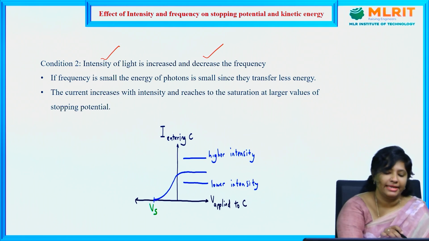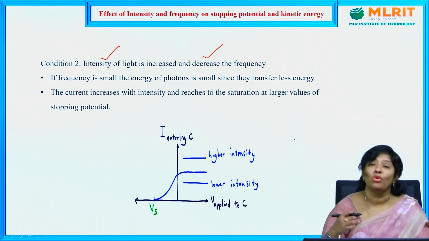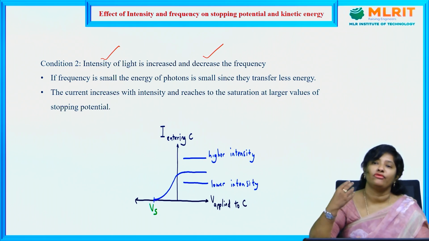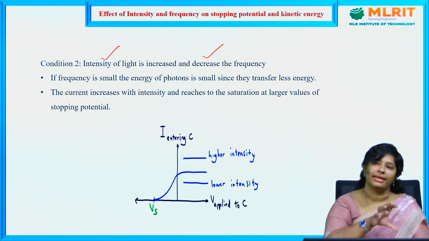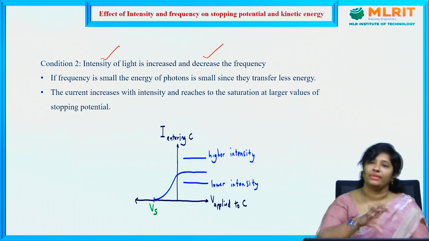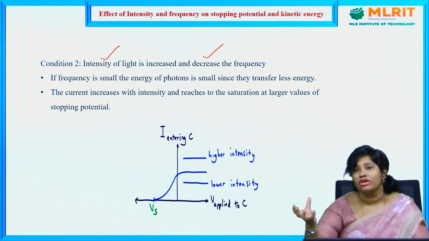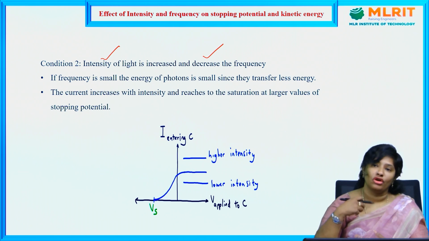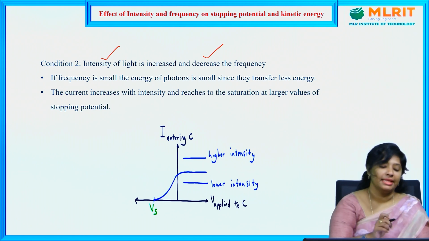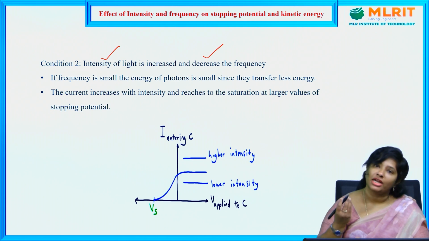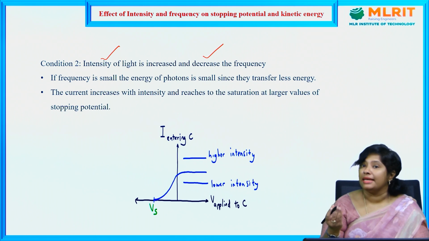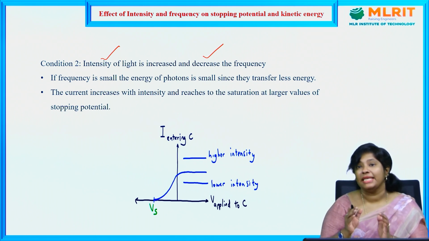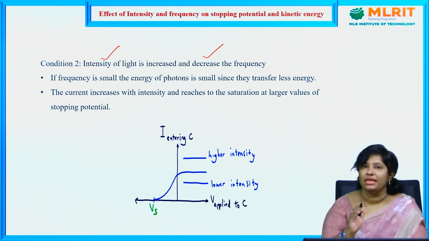So here, the intensity of light is increased, which indicates more photons. We are giving more photons. More photons are released from the light source, and these photons are incident on a metal surface, and from that metal surface more electrons are emitted as more photons are absorbed. Is it clear? Then when more photons are absorbed and more electrons are released, the energy of an electron remains small as the frequency is decreased.